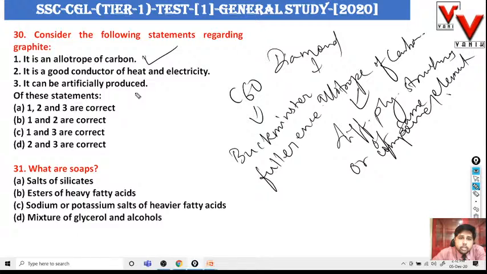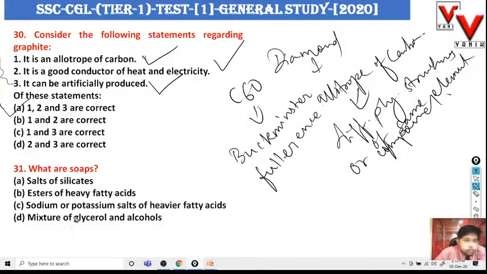It is a good conductor of heat and electricity. Yes, very well, graphite is a good conductor of heat and electricity. It can be artificially produced. Yes, it can also be artificially produced. So all the statements given above are true. So the answer to this question is option A.